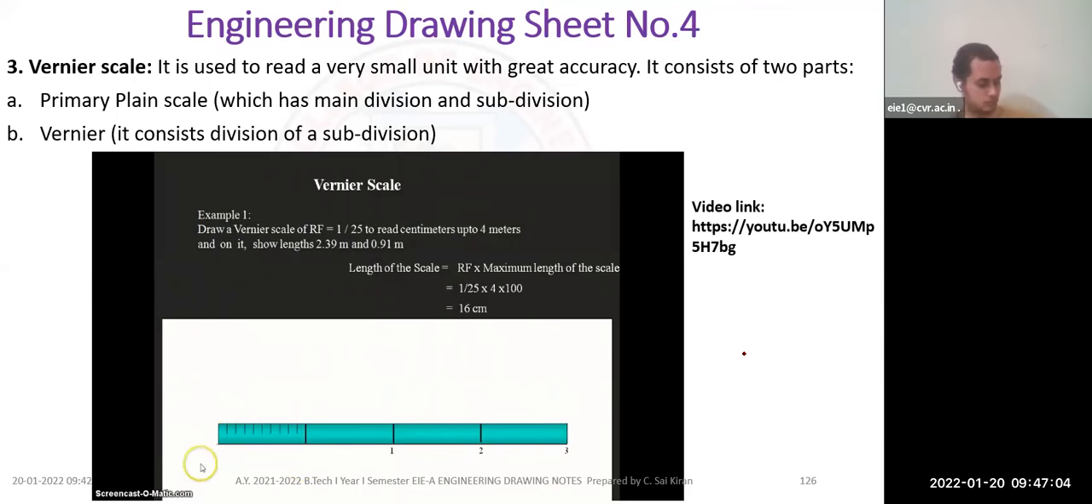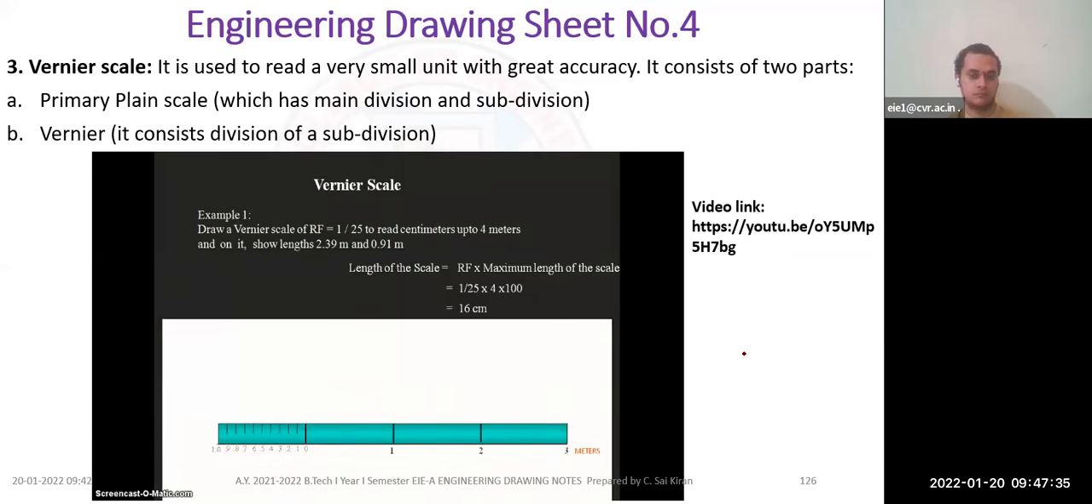Division into again 10 equal parts, which represents 0.1, 0.2, 0.3, 0.4 up to 0.9 and 1 meters. Okay, and give the numbering as 0, 0.1, 0.2, 0.3 up to 1 meter. Now, for constructing the Vernier scale, take an additional division, take the extra division to the left side of the Vernier scale.